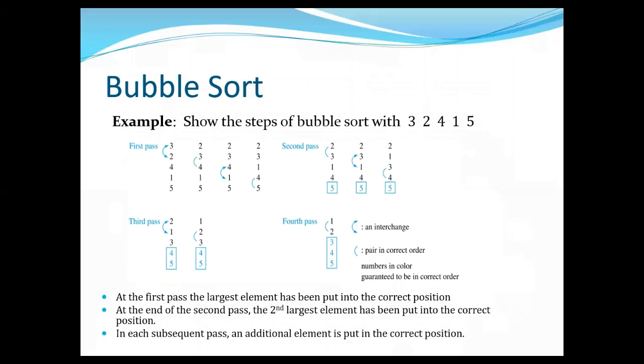so the steps of the bubble sort in this example: we begin by comparing the first two elements, 3 and 2. Because 3 is greater than 2, interchange 3 and 2, producing the list 2, 3, 4, 1, 5. Then, because 3 is less than 4, continue by comparing 4 and 1. Because 4 is greater than 1, interchange 1 and 4, producing the list 2, 3, 1, 4, 5. Then, because 4 is less than 5, the first pass is complete.